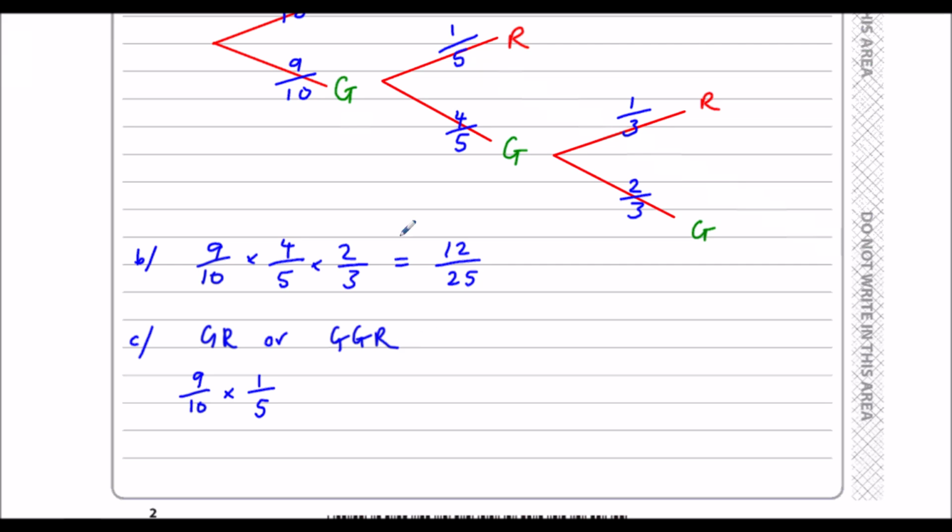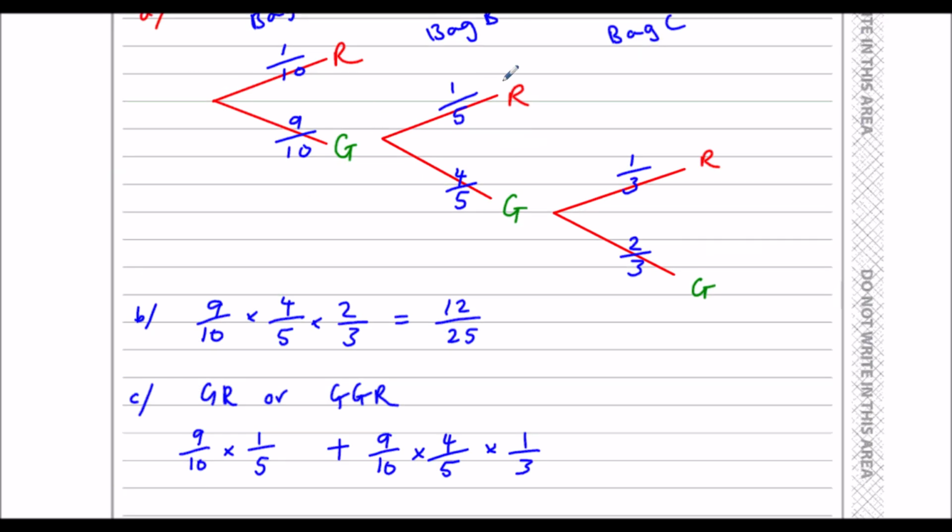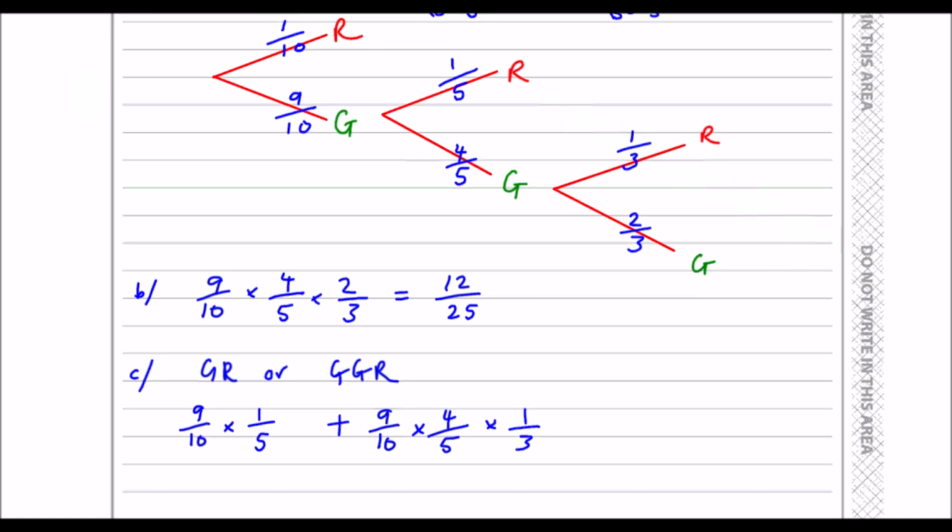And green green red, I'm going to put a plus. So I'm going to add up these 2 probabilities, add up the probability of green red and the probability of green green red. So green green red is 9/10 times 4/5 times 1/3. So that's green then red or green then green then red. They're the only ways we can get 1 of each.